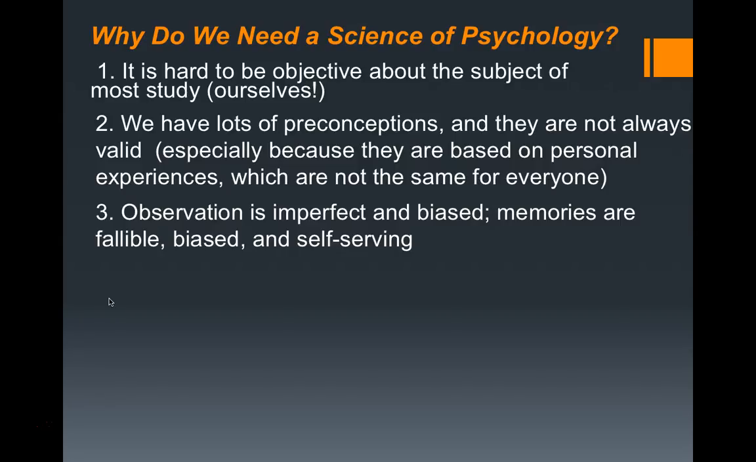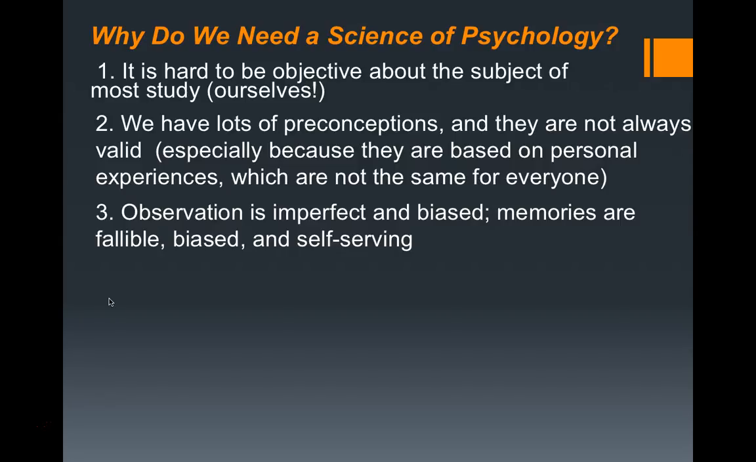Observation, unless we harness it into a systematic scientific observation, is imperfect. It's biased. We have those preconceptions that bias how and what we see. If we rely on our memory for things that have happened to us or to others in the past, memories are notoriously fallible and biased.